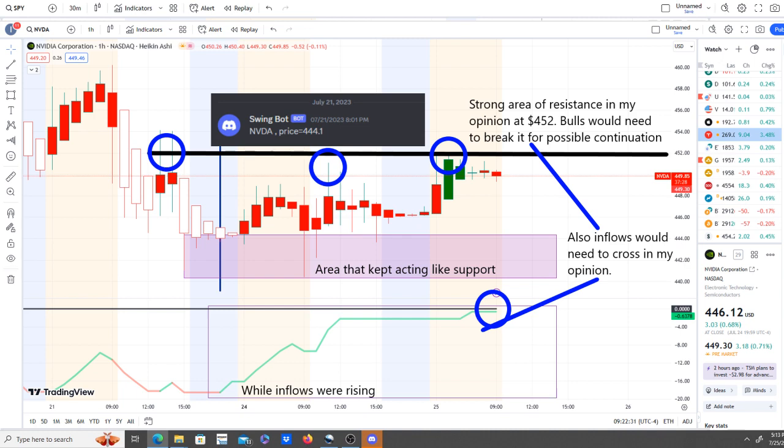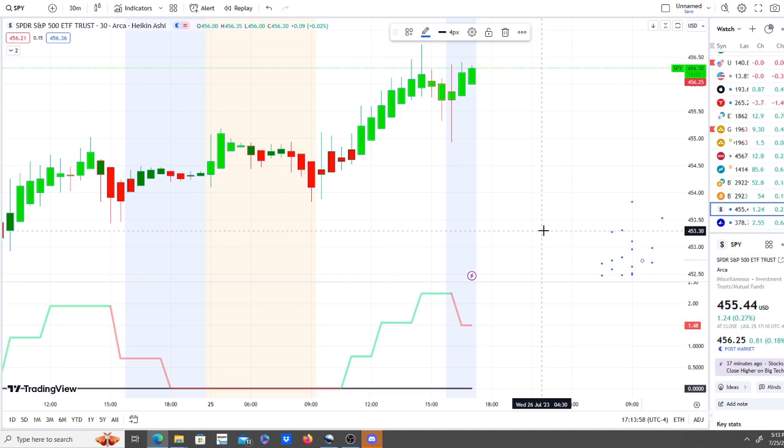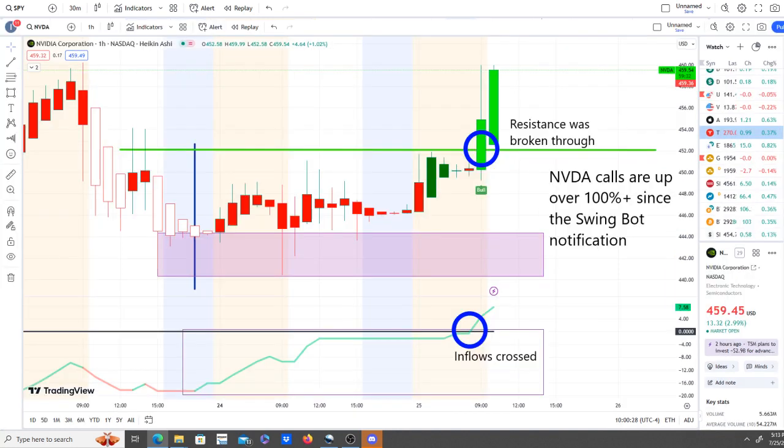Now, when you see it here in the next chart going into the open, it was broken through, the bull indicator popped up, and then inflows crossed over, and you could see the purple area that continued to act like support, and Nvidia calls were up nearly 100% plus with the swing notification bot since it was sent out. And you could see that blue line again where that notification was sent after hours on Friday. So this is our new swing bot.